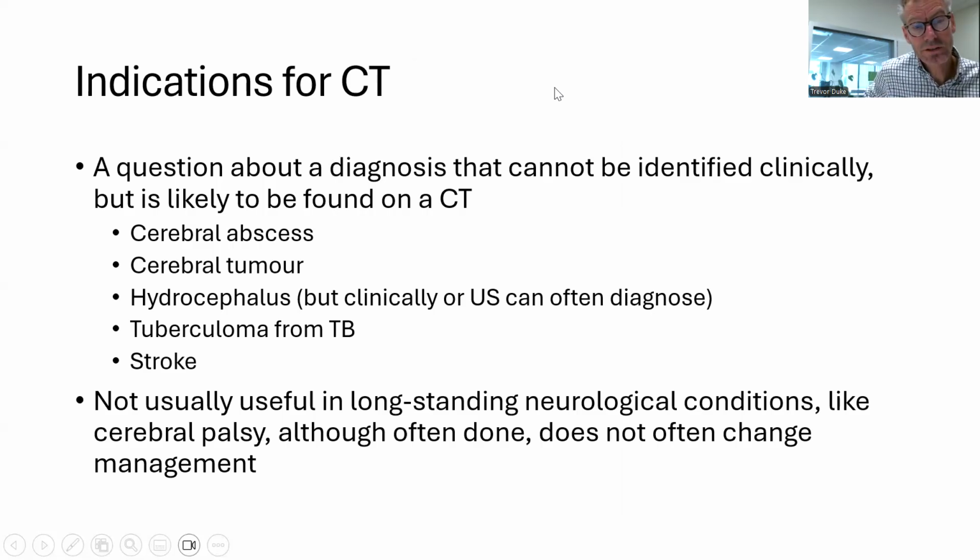I just wanted to get back to always needing to have an indication for a CT, and that is informed by the history and the examination, after which you should be able to speculate where the lesion is likely to be. If the child's got a focal deficit, a left hemiparesis, then the lesion is likely to be on the right cerebral cortex.